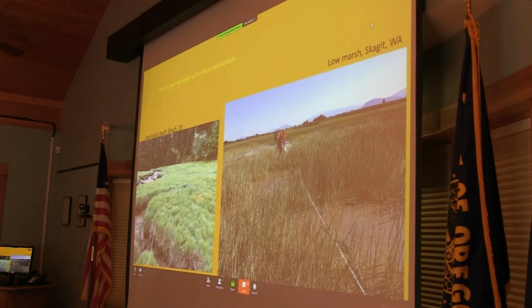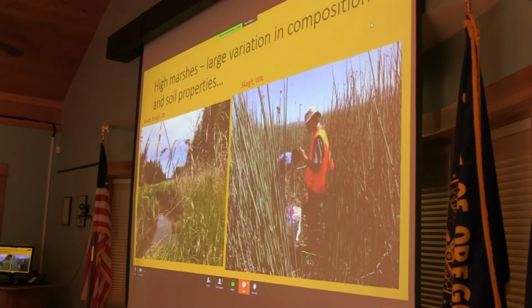Some sites, such as the low marsh in South Slough, were dominated by Salicornia and Distichlis, as well as this site in Washington, which was a Juncus dominated low marsh site. High marsh shows similar variation in composition depending on where we're at: Carex lyngbyei, Distichlis, Schoenoplectus, and Skagit. There was variation not only noted in vegetation, but in the soil texture, as well as horizons.